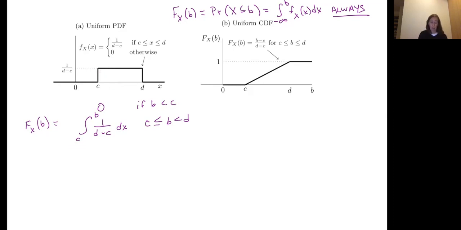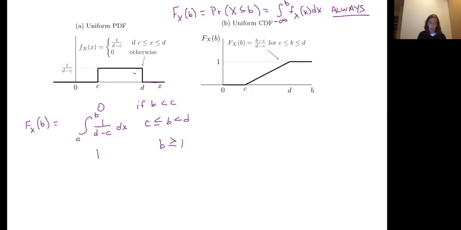And then once we get above d, when b is greater than or equal to d, the cumulative probability is going to be 1. We know that because the area under the whole rectangle is 1. So there's nothing left to do but evaluate this integral.